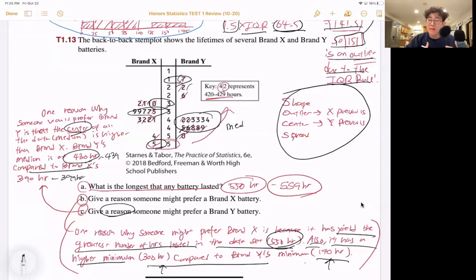that is one way of measuring the distribution of all of these data samples that we have. Because the center is higher, you want to go for brand Y. Perfectly legitimate way of arguing for your case for brand Y there.